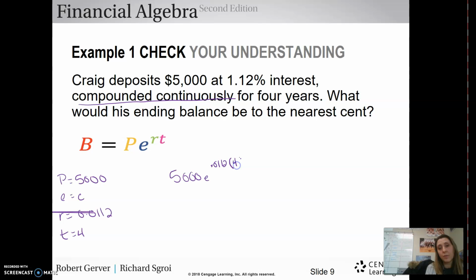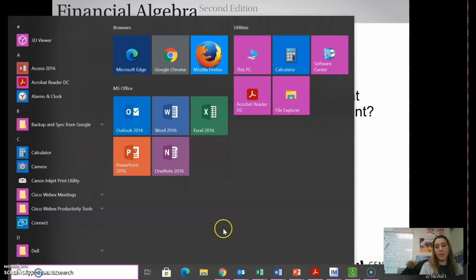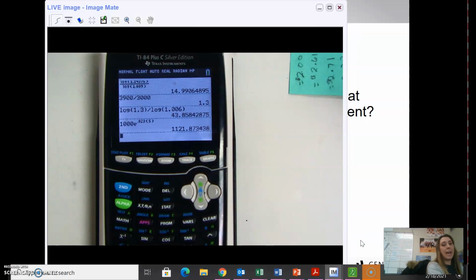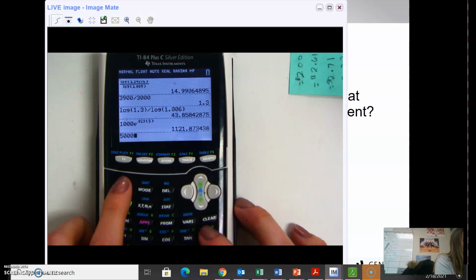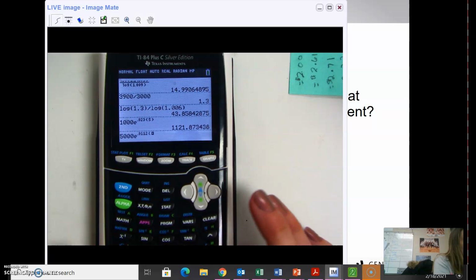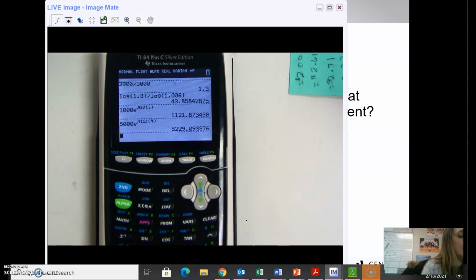Times 4. All right, so let's plug that into our calculator. So we have 5,000 times E raised to the 0.0112 times 4. And I get $5,229.09. So that is going to be our answer.